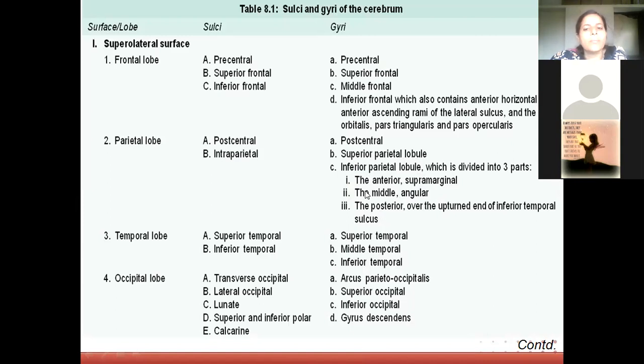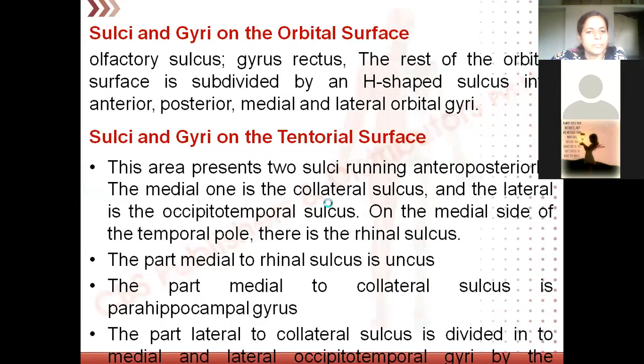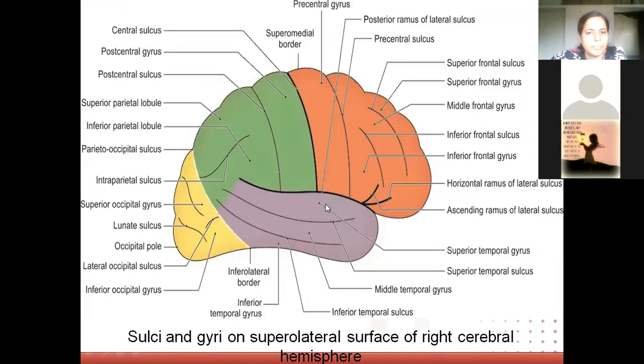In the inferior parietal lobule, we have again three subdivisions. I will show you. Anterior or supramarginal gyrus, and anterior, middle, and posterior gyrus. See this one. Actually, from the temporal sulcus, you are finding this upturned area, like these two lines are extending here. So this becomes superior, middle, and inferior marginal gyri, which are actually the upturned edges coming from the temporal lobe.